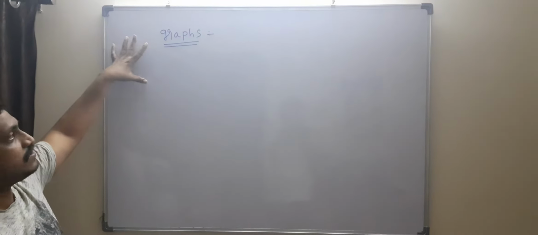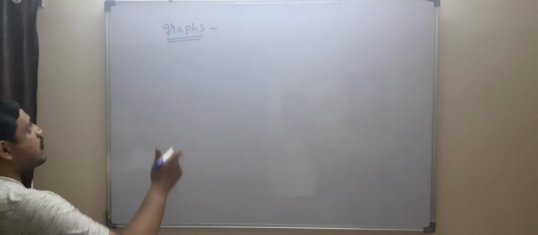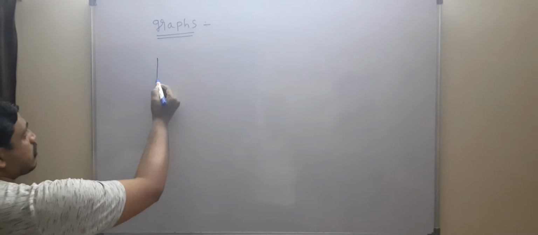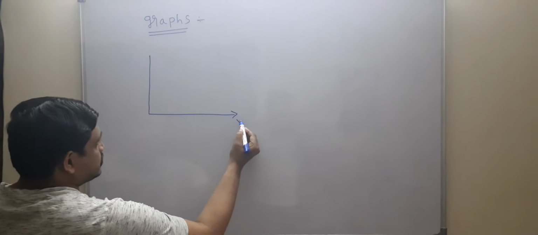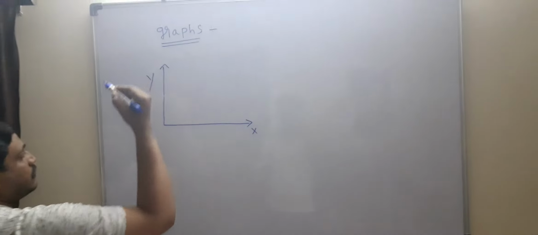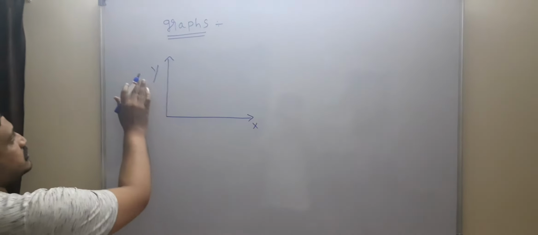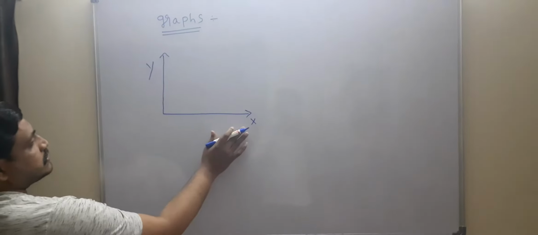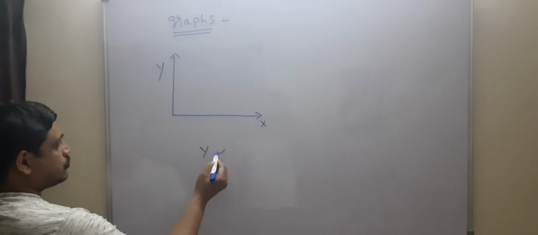Dear students, today I discuss some graphs. Look here now. For example, this is the x-axis, this is the y-axis. Okay? Here now, y-axis quantity, x-axis quantity, both are directly proportional.